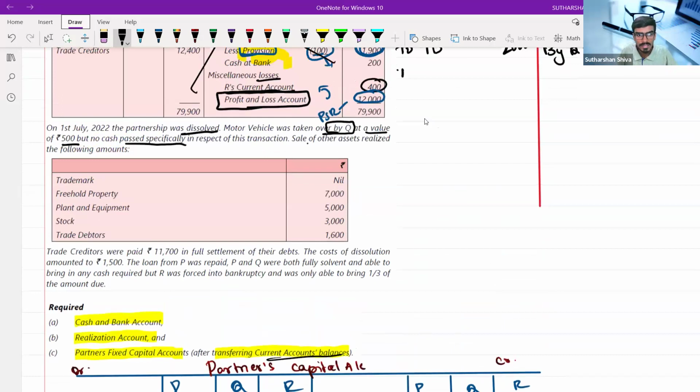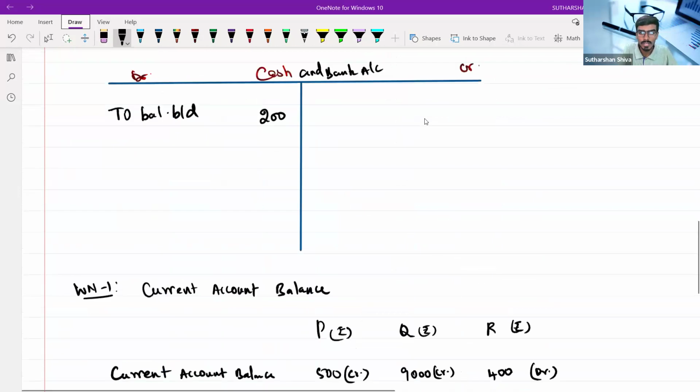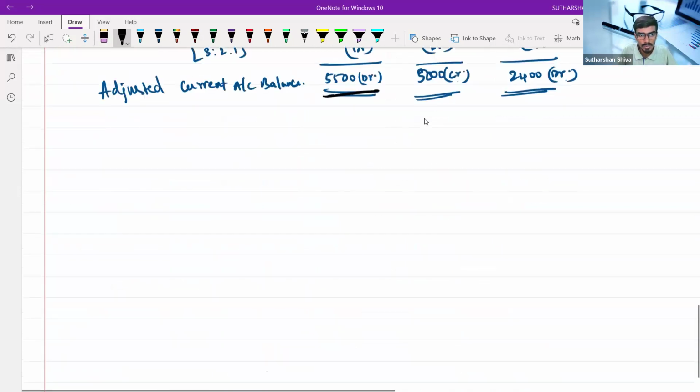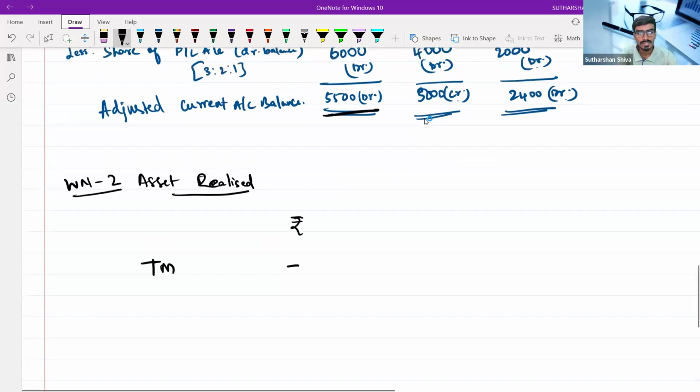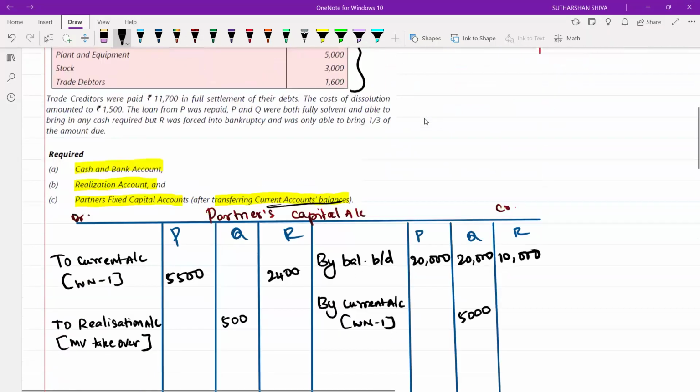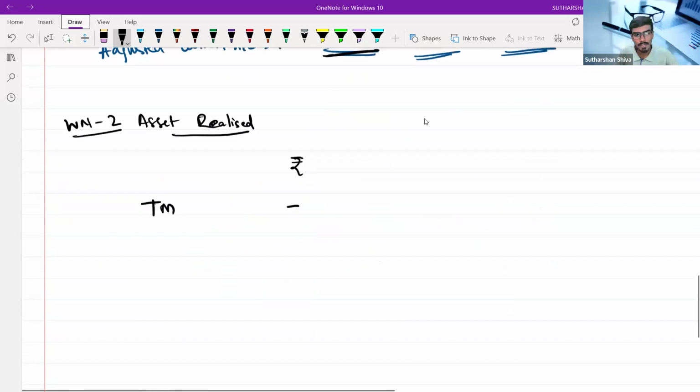Then sale of other assets realized is given. All the values are given. So we will do working note 2. What is working note 2? Assets realized. You are only going to tell the values. So first one is trademark. What is the trademark value? Nil. Next asset. What is the asset? Freehold property, plant and equipment.